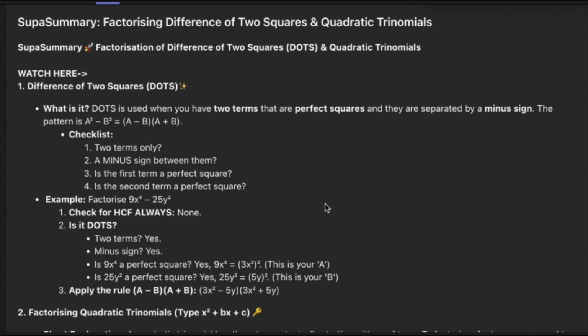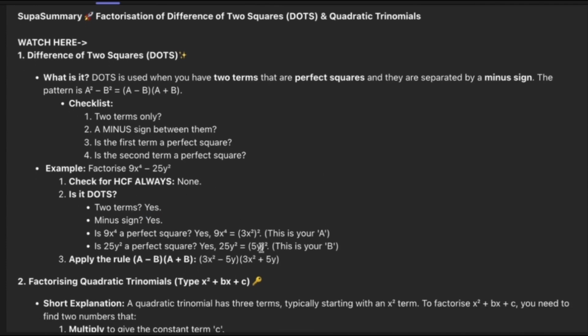Do we have two terms? Yes. Is there a minus sign between them? Yes. Is 9x to the power of 4 a perfect square? Yes. If we square 3, we get 9, and if we square x squared, we get x to the power of 4. That is what we are referring to here as the a at the front of the bracket. Is 25y squared a perfect square? Yes, because 5 times 5 is 25 and y times y is y squared. That is this b up here.